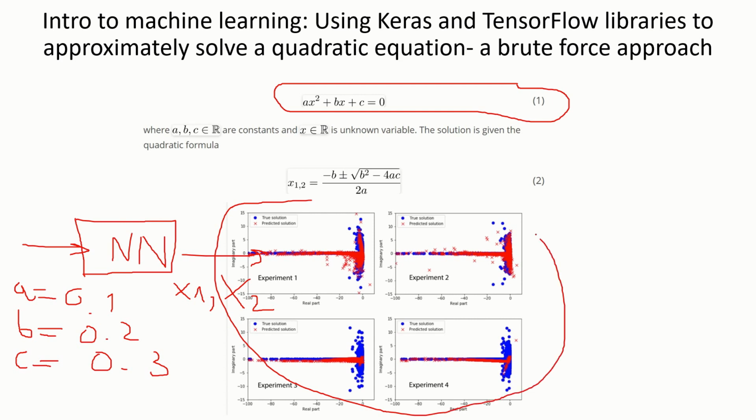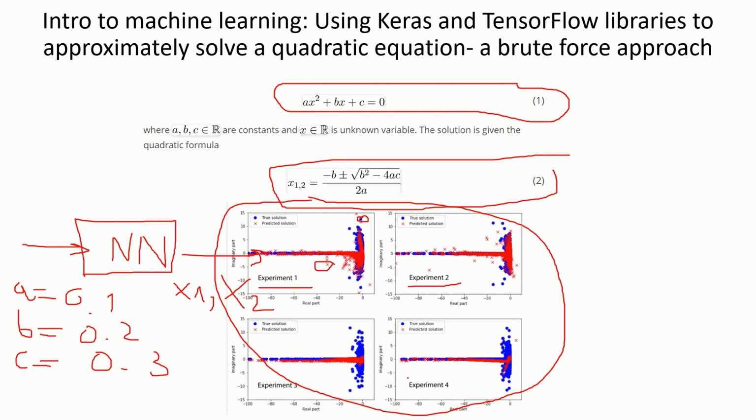Now, these graphs are actually showing the prediction performance. The blue circles are the exact solution given by equation 2, and the red crosses are the prediction generated by a neural network. Four different parameters were used to train the network. More details about these parameters will be given later in the video.